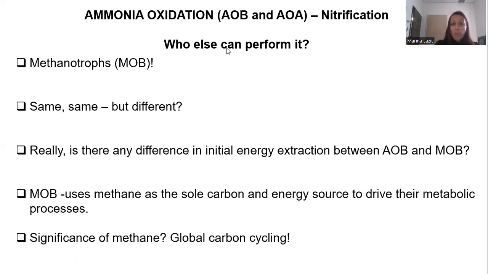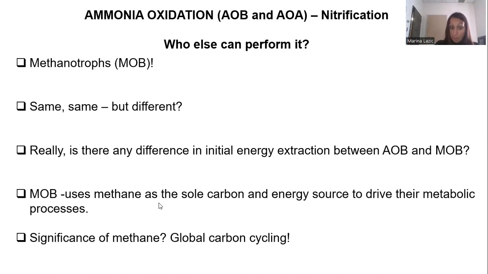So we know that AOB and AOA do nitrification, but the other organisms that perform it are methanotrophs. And we know that methanotrophs actually consume methane or single carbon compounds or hydrocarbons as a carbon source. So we would say that they do nitrification in the same way as ammonia oxidizing bacteria, but they actually do it slightly differently because they evolved these processes for different reasons. So, is there any difference in initial energy extraction between AOB and MOB?